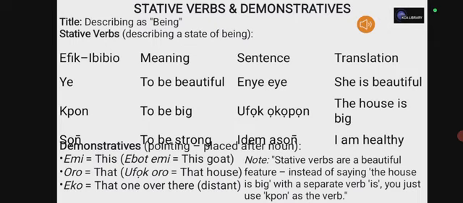The basic pattern is noun plus stative verb. For example, Ofon means to be good or to be beautiful, so omo ofon means the child is good or the child is beautiful. Akwe means to be big, so Ufok akwe means the house is big. Etok means to be small, so ebot etok means the goat is small. Other common ones are ozen for to be new, eb for to be old or ancient, ophion for to be white or clean, and idim for to be deep.